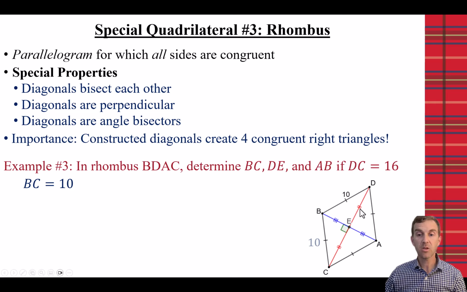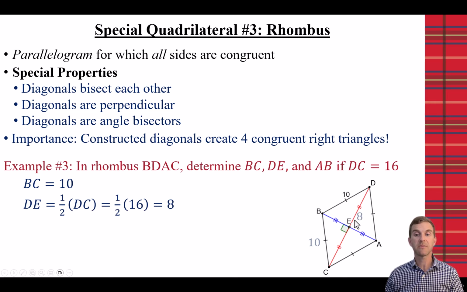Now for DC, if we look at our image after we've marked it, we can see it's split into 2 congruent segments. So what that means is we can divide DC in half and know that DE would have to be 8 and EC would have to be 8.